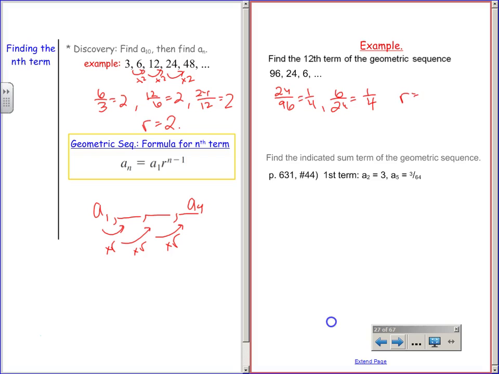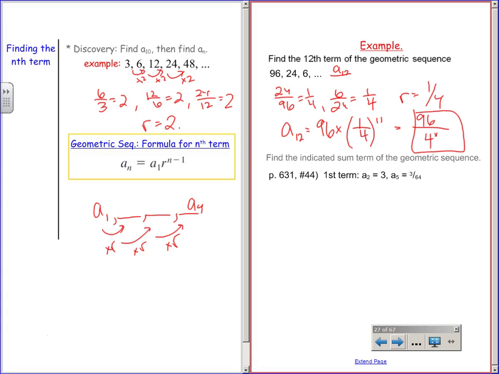What's my common ratio? I get from my first term, 96, to my 12th term, how many jumps of times r am I going to do? Let's do the 12th term. 11. Come on, guys. So I can say this is the same thing as 96 times 1/4 to the 11th. You could plug it in your calculator. I'm too lazy.